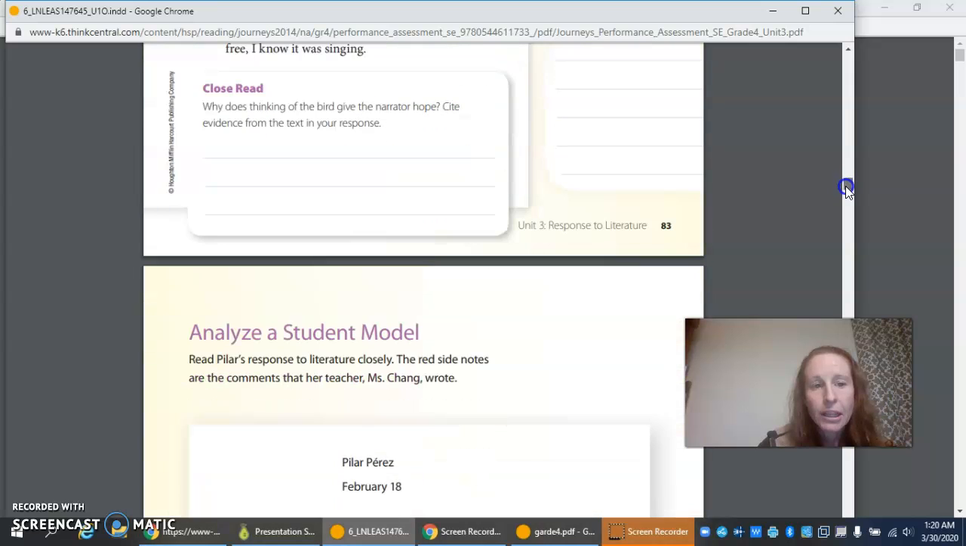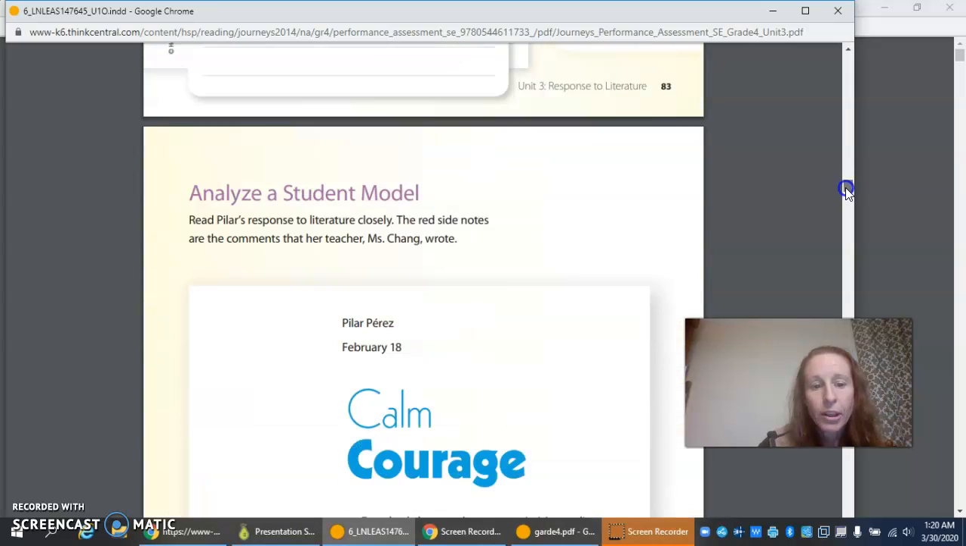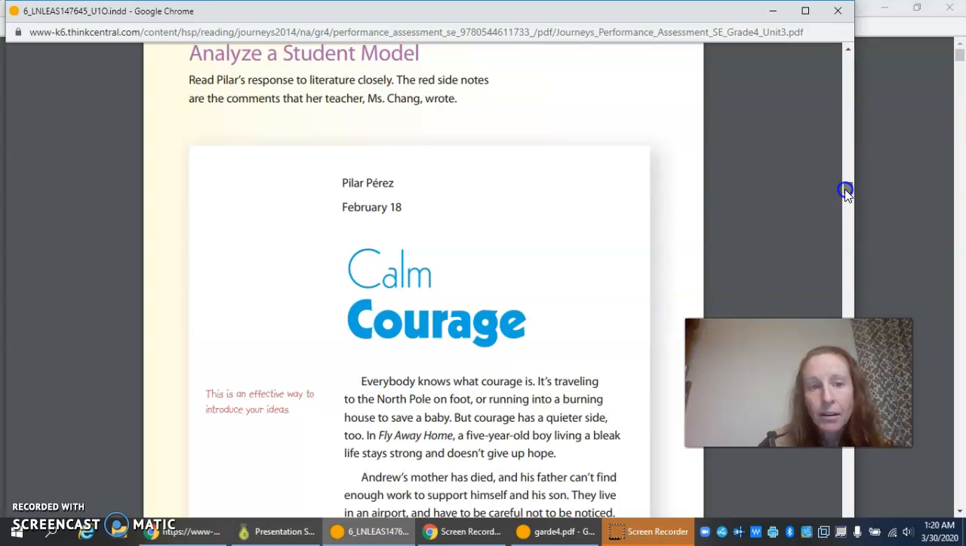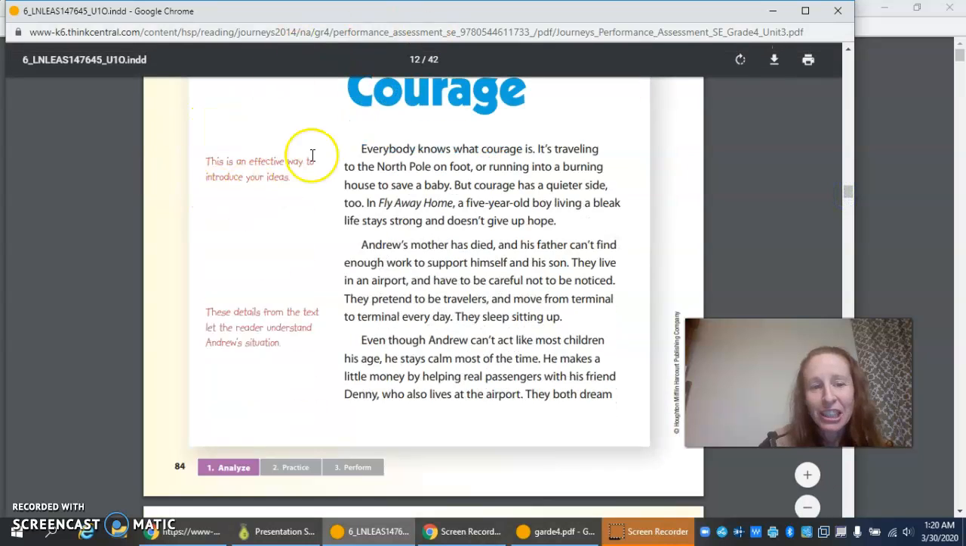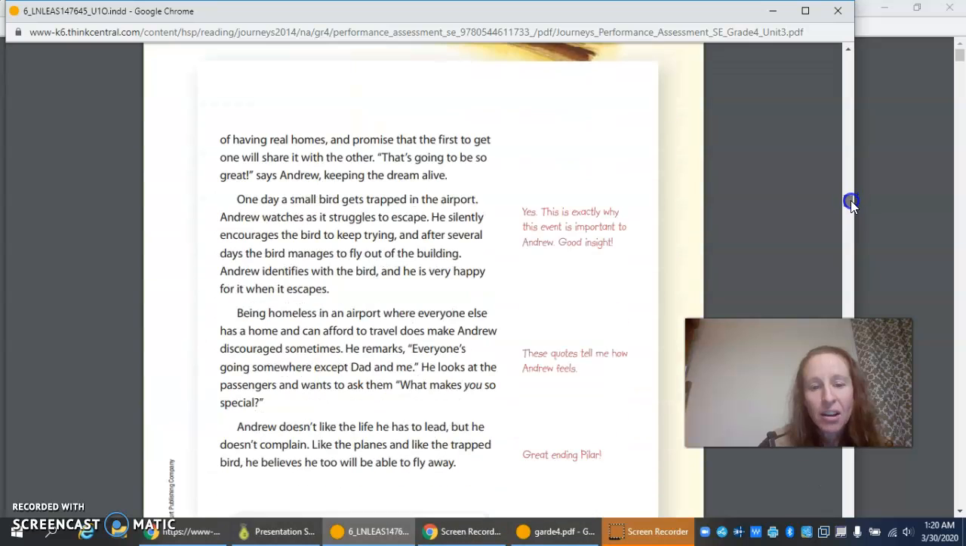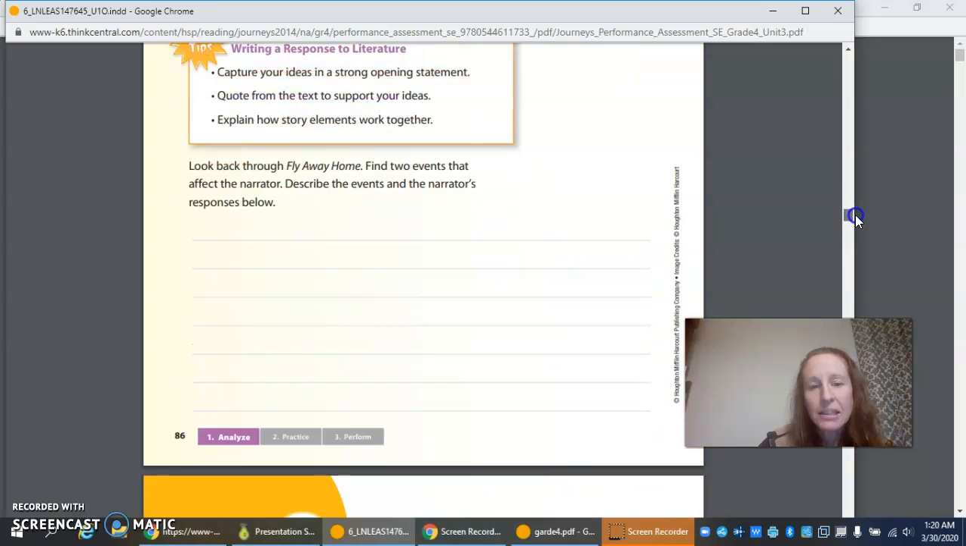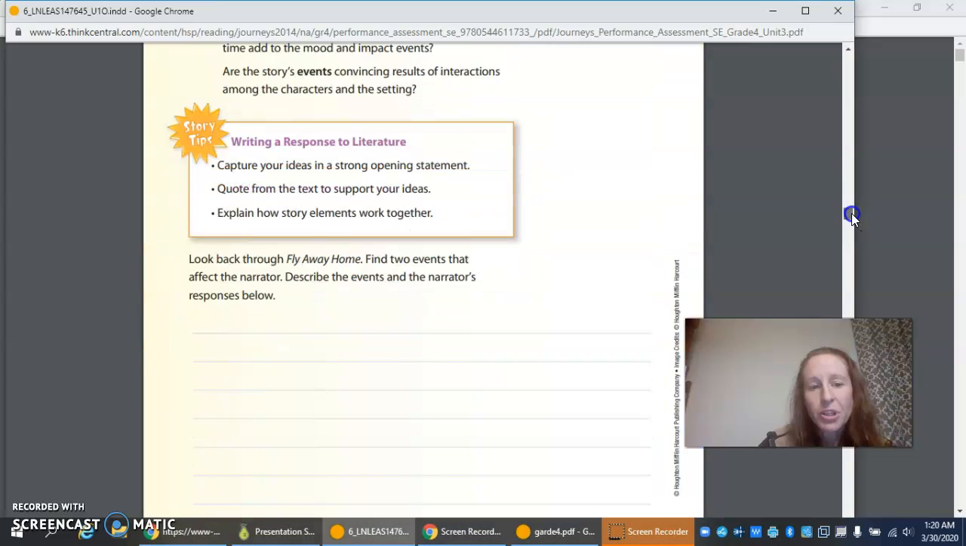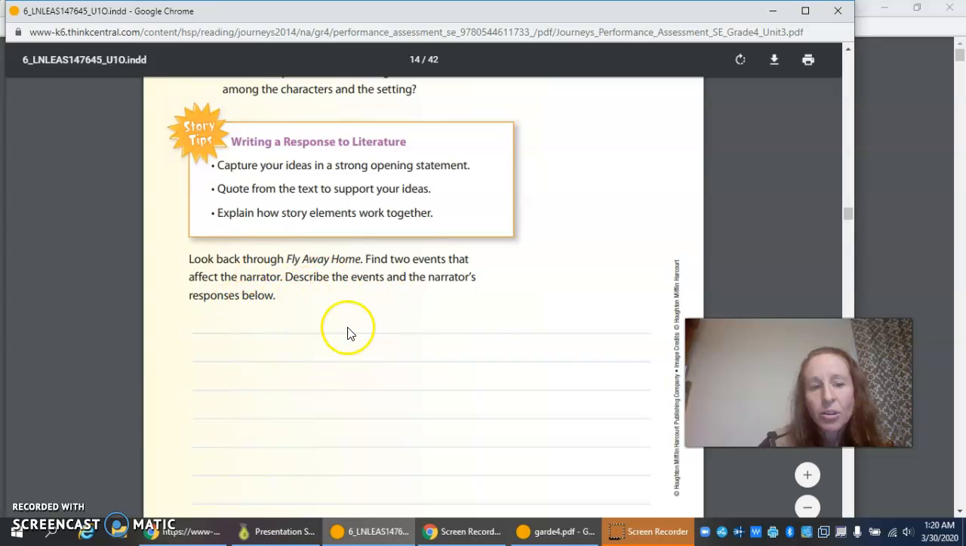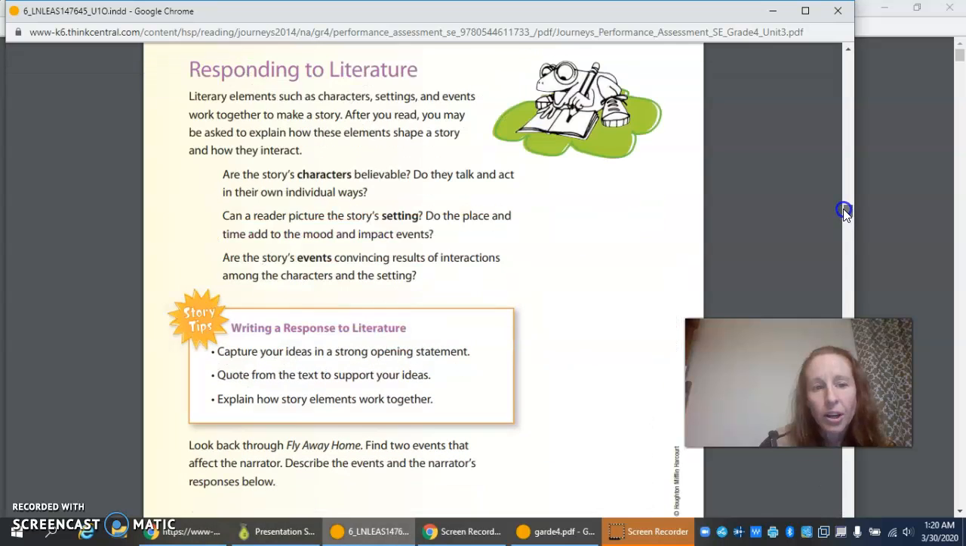So after you get done reading this, you can look at Pilar Perez's analysis. It's a really good idea to read what the teacher has written in the side there, just so you can get an idea of how he analyzed the character, what his thoughts were on how this main character, Andrew, was brave. And then the last thing is that you would respond to this look back, but I'm going to have that in the Google Doc as well. But it might be a good idea to look here.